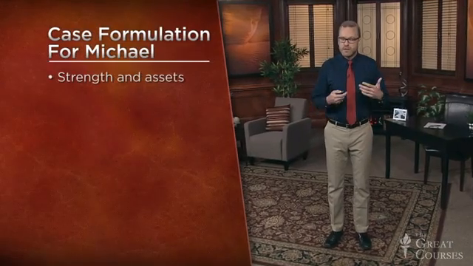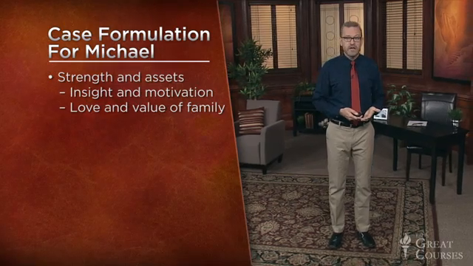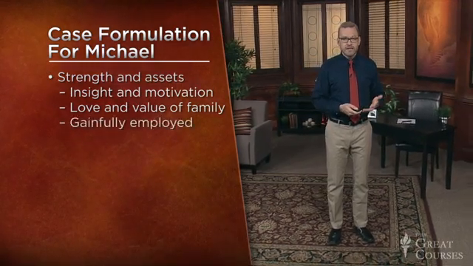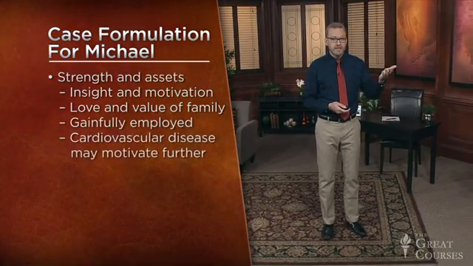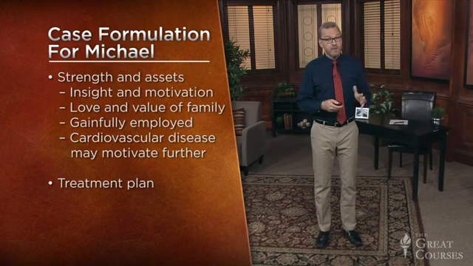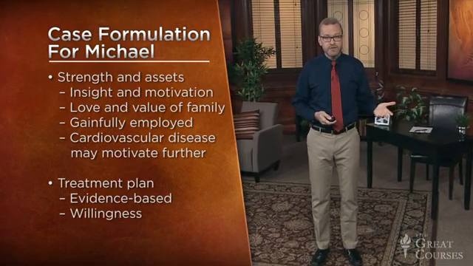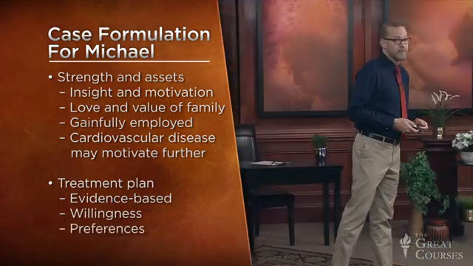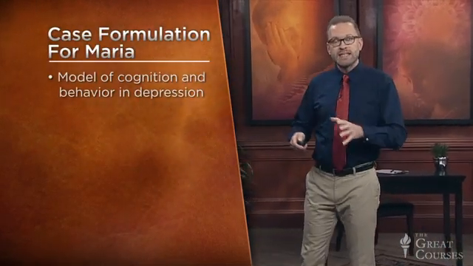Now remember, the last couple of parts of our case formulation include looking at strengths and assets. So for Michael, a strength is certainly his insight and his motivation, his love and value of his relationship with his wife and his son. He is gainfully employed, so he doesn't have financial stressors, and his cardiovascular disease might actually be an asset because it helps to raise his motivation to control his anger. The last part of our formulation would be the treatment plan, and here we want to look at evidence-based treatments, but we also want to look at a patient's willingness to engage in those treatments and what the patient preferences might be.